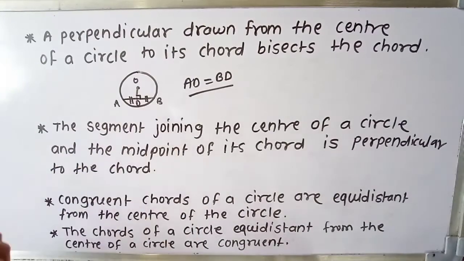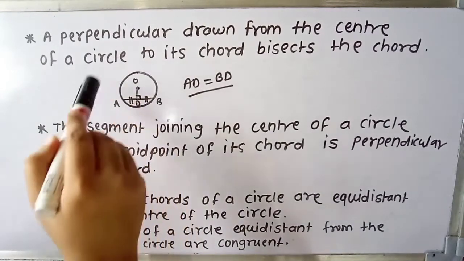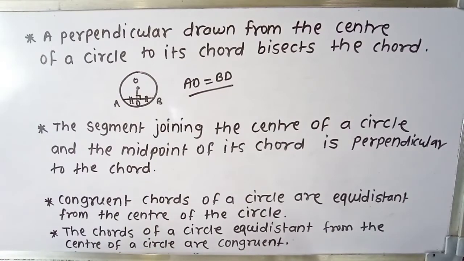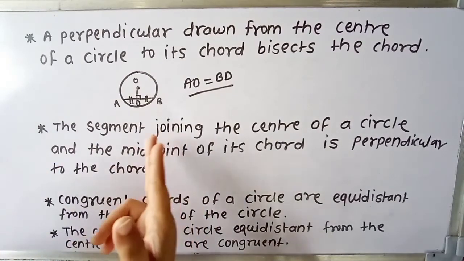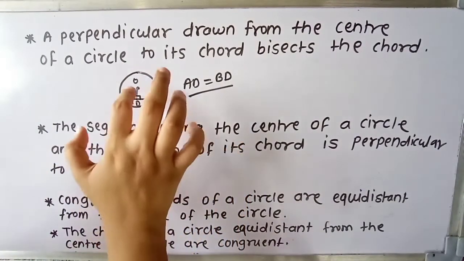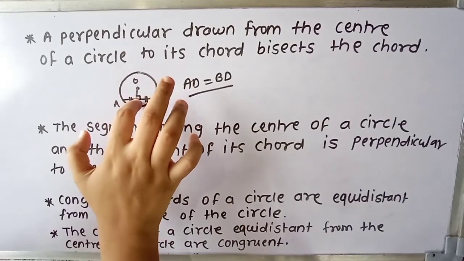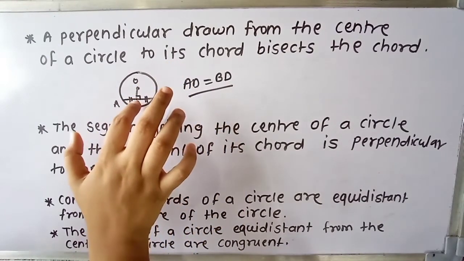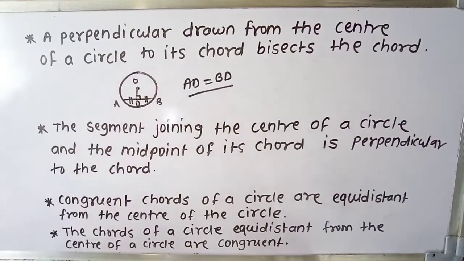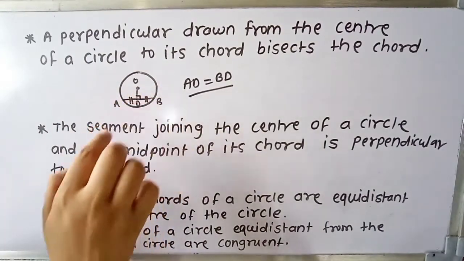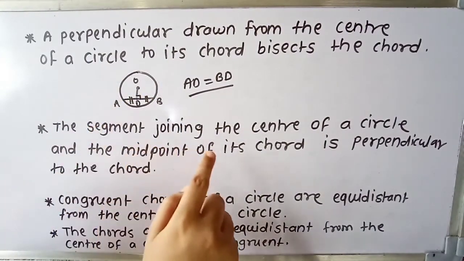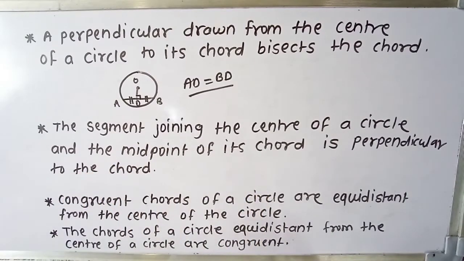So this is the converse. How? Same circle is there, then you have to draw the segment joining the center of the circle and the midpoint of a chord. The midpoint is already given. D is the midpoint. Then we can say this segment is perpendicular to the chord. Is this clear to you?